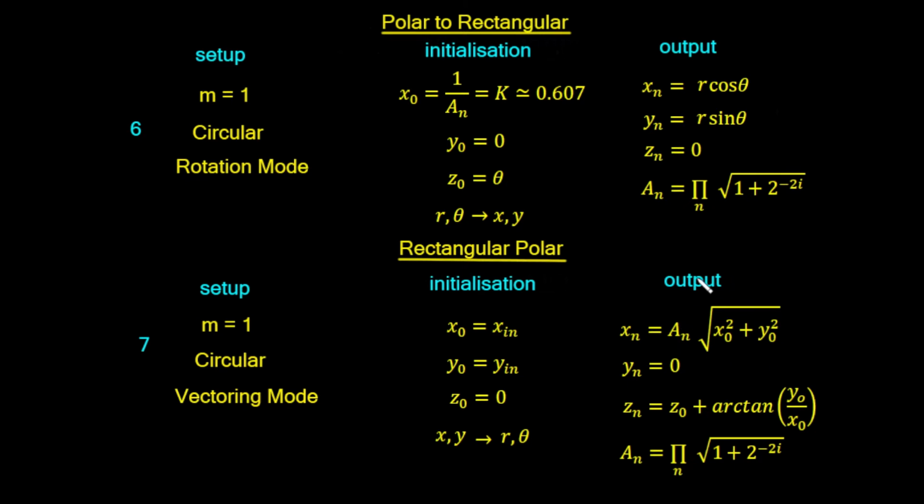So in effect this here is a value for our r. And the angle theta is going to be the arctan of y0 upon x0. So this is our angle theta here. This is just a reinterpretation of the circular rotation and vectoring modes, giving us the polar to rectangular and rectangular to polar conversion.